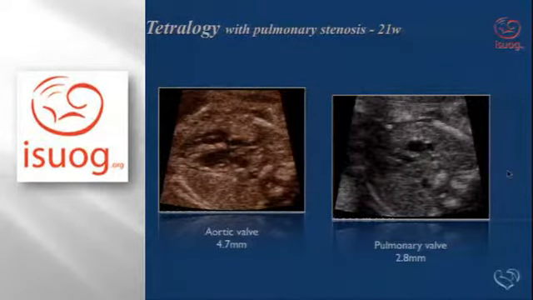So just in terms of size, it's quite nice in terms of follow-up of these babies to actually measure the diameter of the aortic valve and the diameter of the pulmonary valve. And you can see here, this is the opposite of what you see normally. Normally the pulmonary valve is just slightly bigger than the aortic valve.